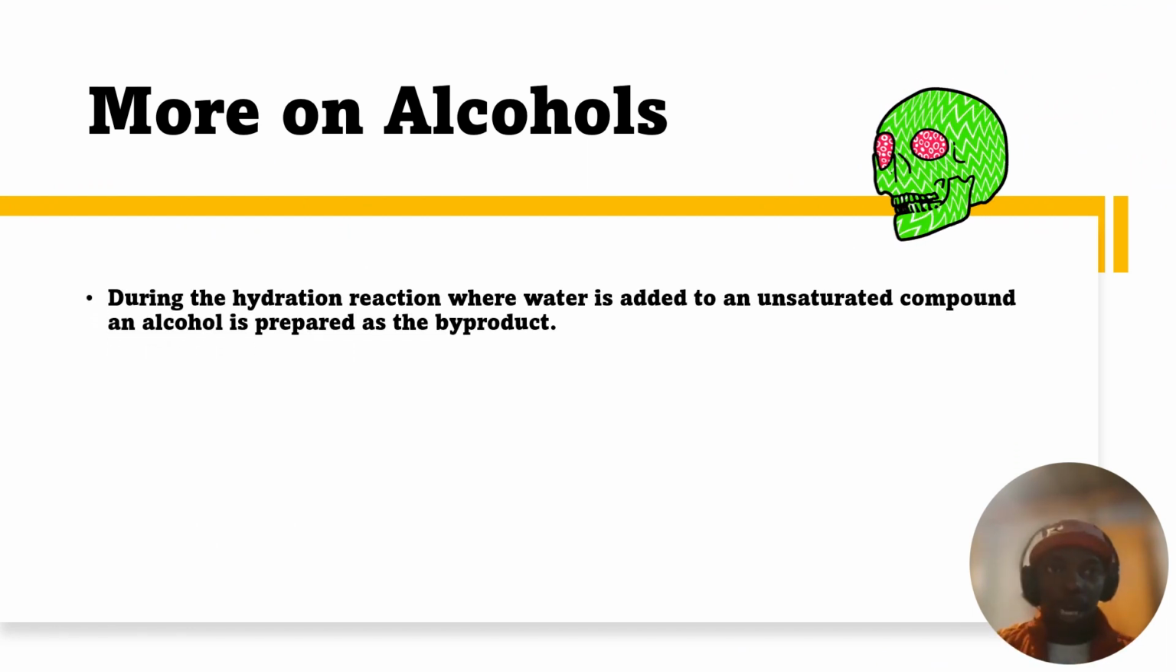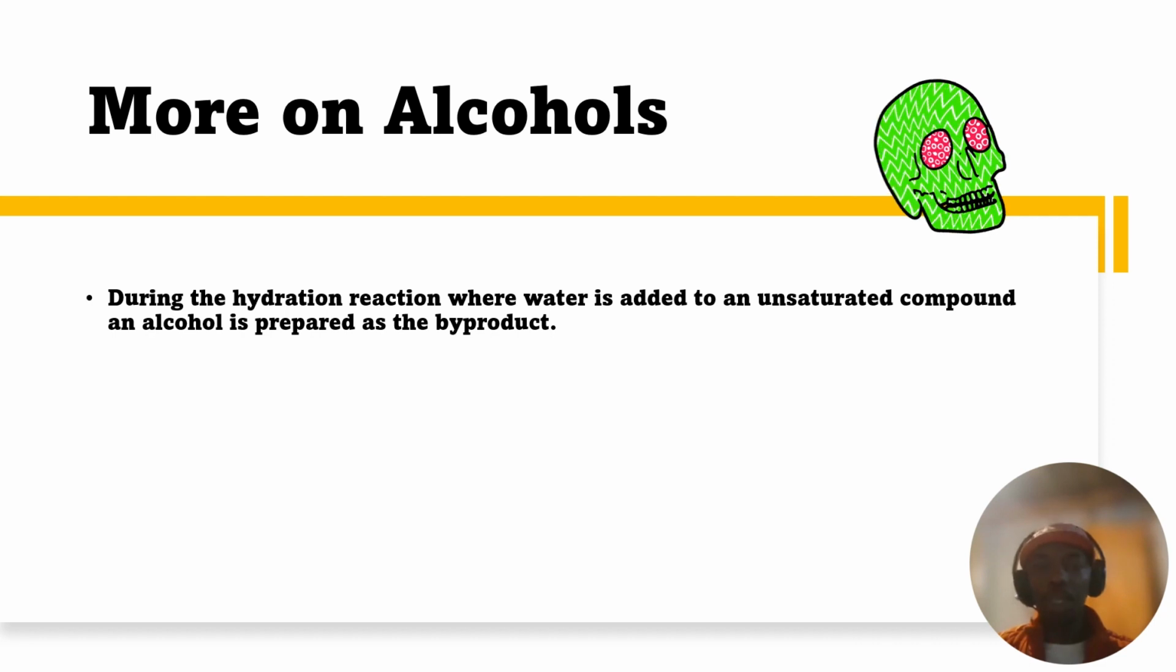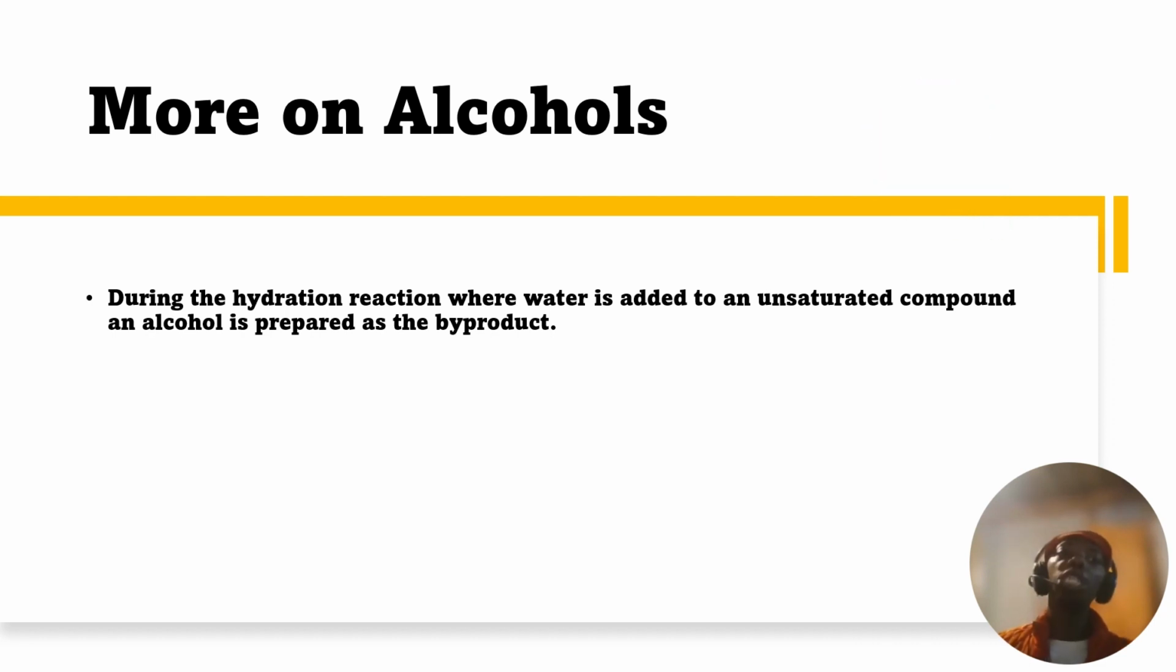It says that during the hydration reaction, water is added to an unsaturated compound and alcohol is prepared as the byproduct. We talked about the unsaturated compound becoming saturated. When we're transforming an unsaturated compound into a saturated compound, there's a reaction called hydration, where there's addition of water to the molecule.